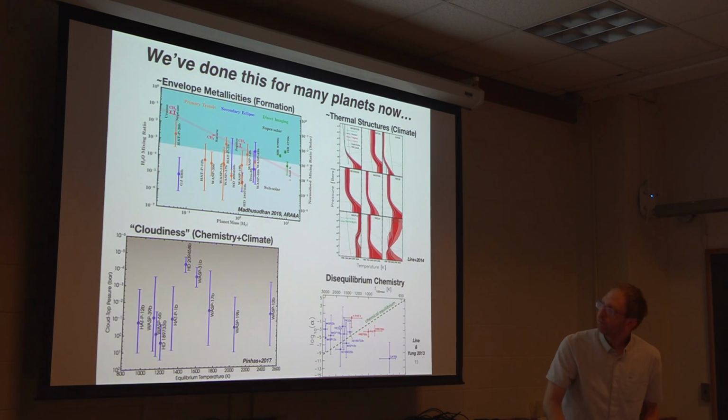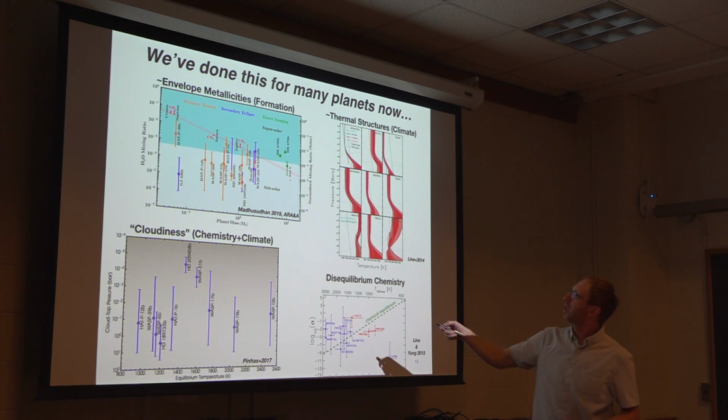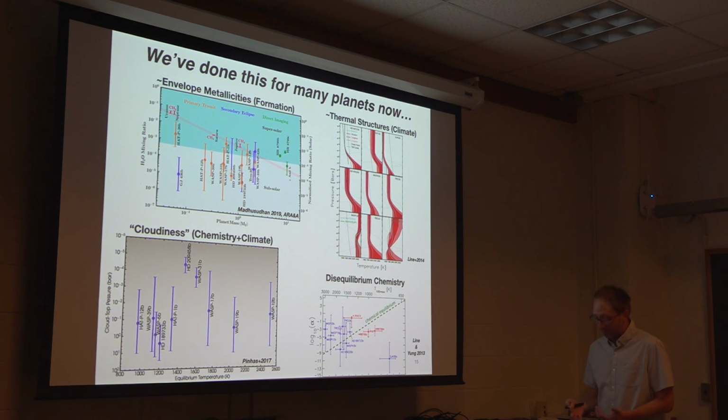So we've done this for a bunch of planets right now. A bunch of extrasolar planetary spectra, and we've got a mixed bag of results.